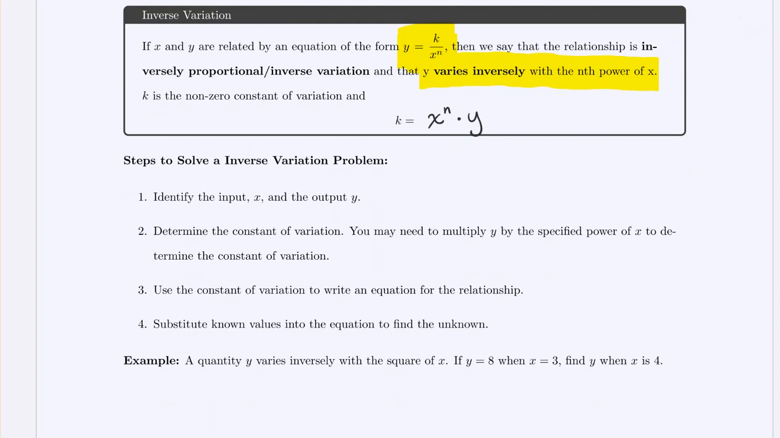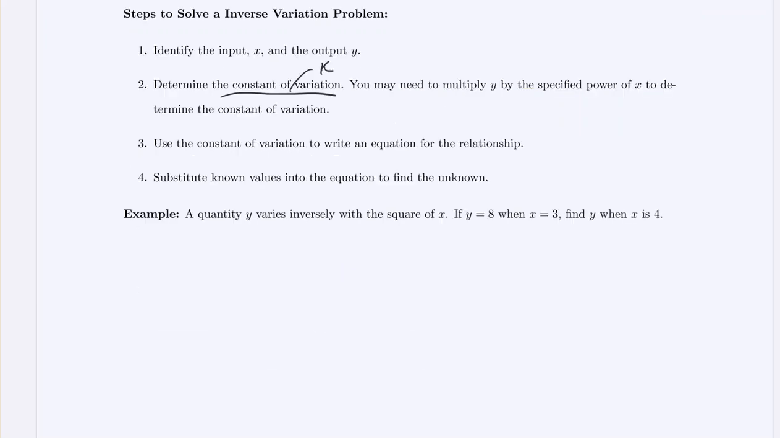Now the steps for solving an inverse variation problem are very similar to those for a direct variation problem. In both cases, step 1 is to identify the input and output and find the constant of variation k. Then use this constant of variation to write out a clear equation for the relationship described in that problem, and then substitute known values into the equation to find the unknown. So let's look at our first example with inverse variation.